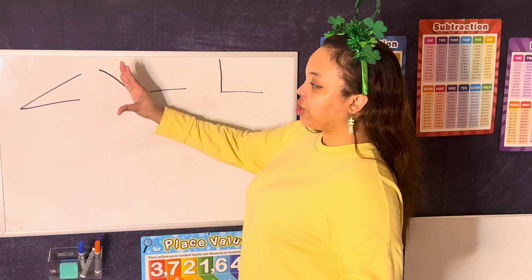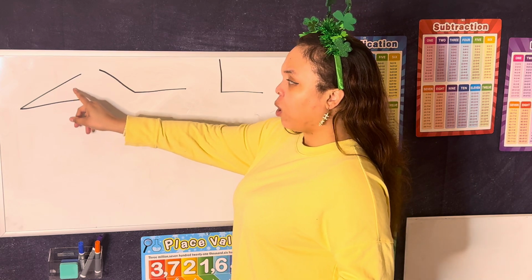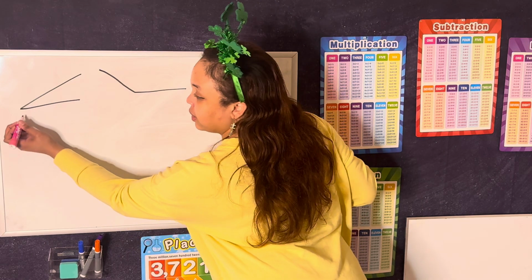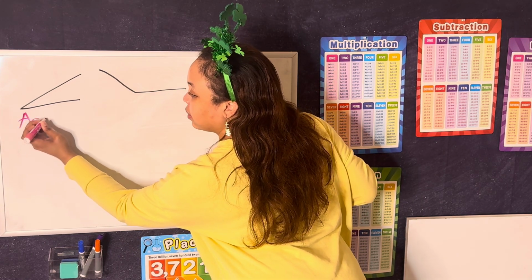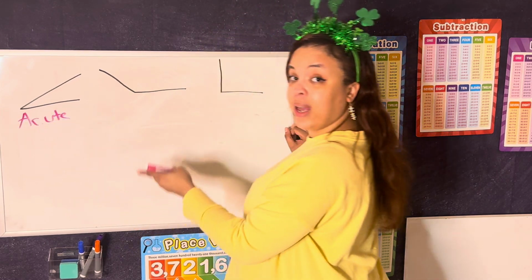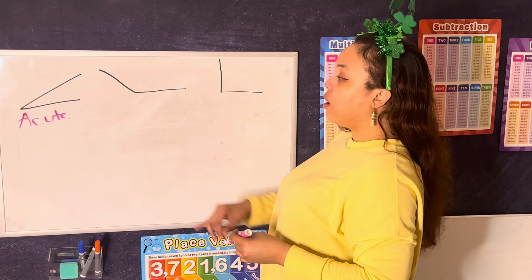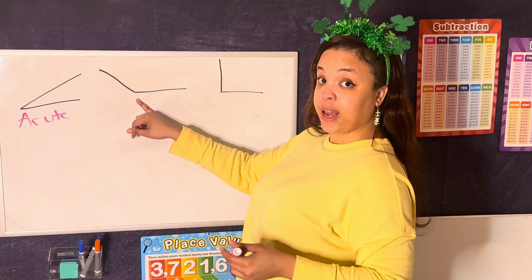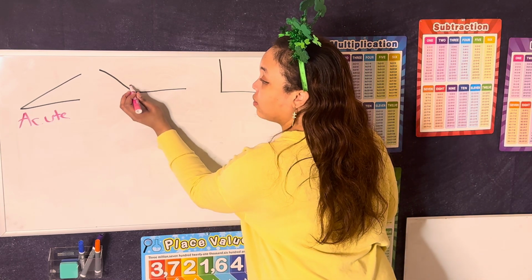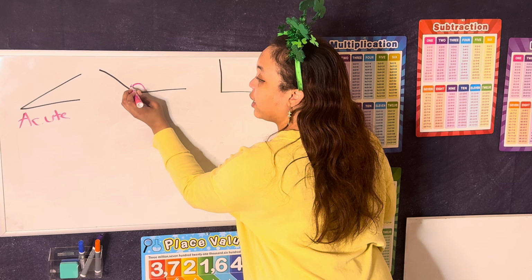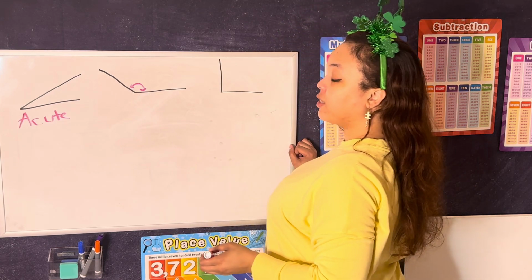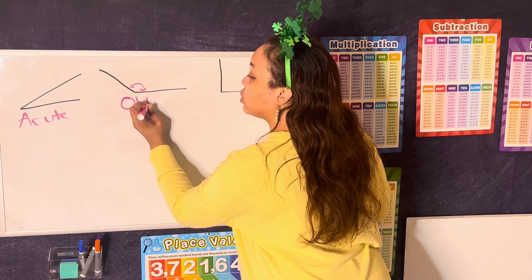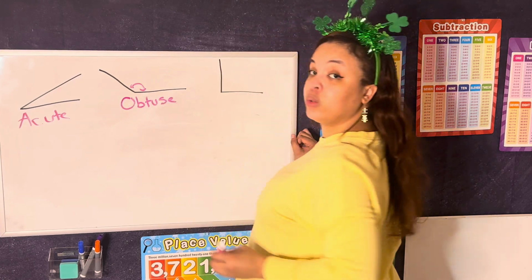So you see how shut and small this angle is on the inside? This means it is an acute angle. It's small. This one, that's a big angle. This space between here, it's huge. It's called an obtuse angle.